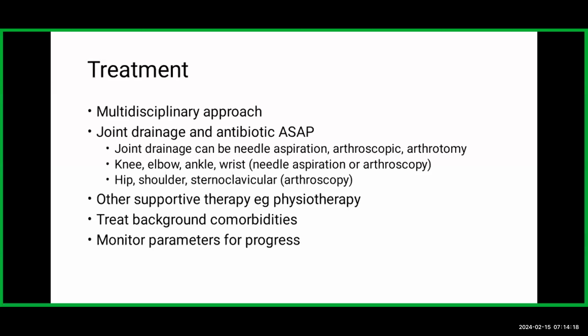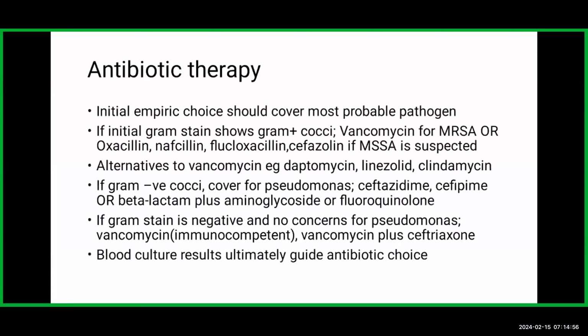So for the treatment, like I mentioned, it's usually multidisciplinary, and it's very important to immediately commence joint drainage and antibiotics because it's like an enclosed abscess which can destroy the joints if no stringent measures are taken immediately. So I spoke about the joint drainage, which could be bare needle aspiration, arthroscopy, or arthrotomy, that's the open surgical. And then needle aspiration or arthroscopy is good for the knees, elbows, ankle, and the wrist joints. And then open routes are better for the hip, shoulder, or sternoclavicular joints. Then we talked about the other supportive therapies like physio, treating background comorbidities and monitoring parameters for the progress.